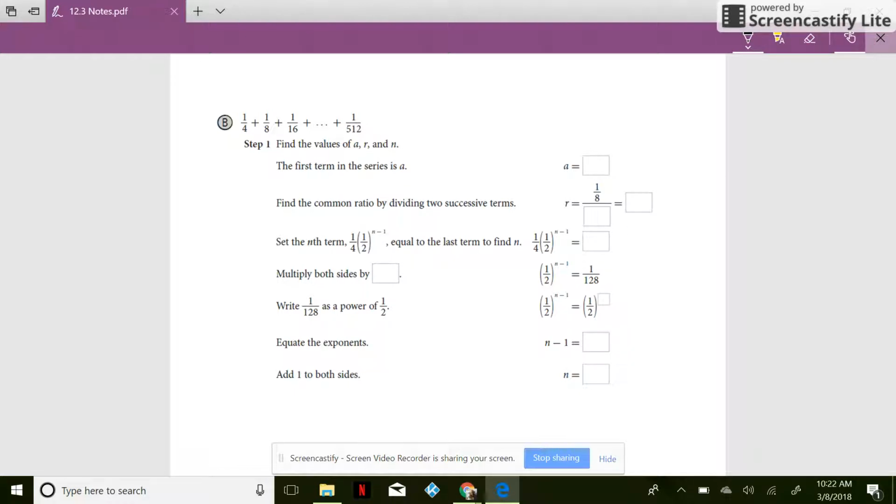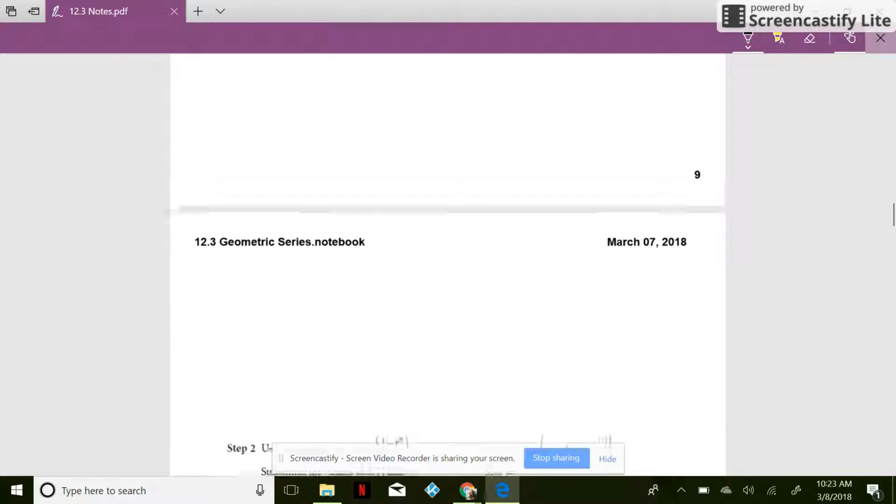So we've got another series here. We want to find the values of a, r, and n. So a is the initial term, 1/4. To find r, we'll divide 1/8 by 1/4 to get our common ratio of 1/2. So here, we're finding out how many terms there are. Again, you can work through this process. I think it's normally easier to just find the missing terms. You'll find out through this that n is equal to 8.